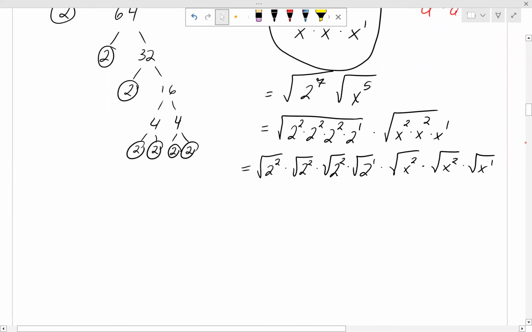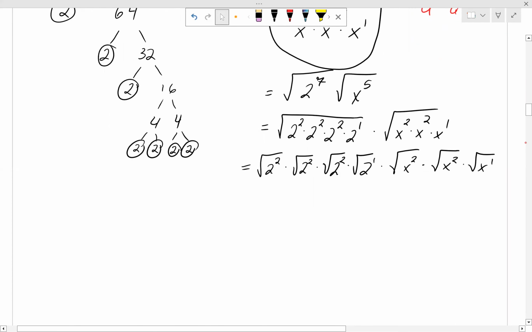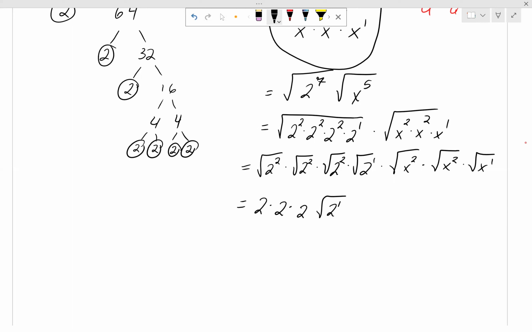And then I know that the square root and the squares are going to cancel each other out, and I'm just going to be left with whatever was being squared inside my square root. So this is 2 times 2 times 2. This square root of 2 to the 1, I don't have a squared term, so I have to keep that square root of 2 to the 1. Then the square root of x squared, I'm just left with x times x. And in this last one, I have the square root of x to the 1. That x to the 1 wasn't squared, so I have to make sure I keep it in my square root.